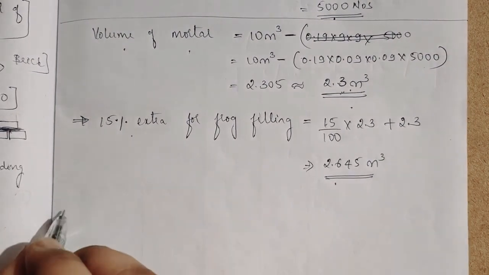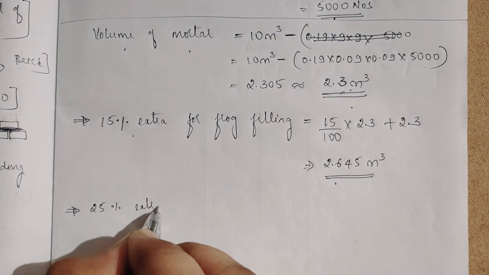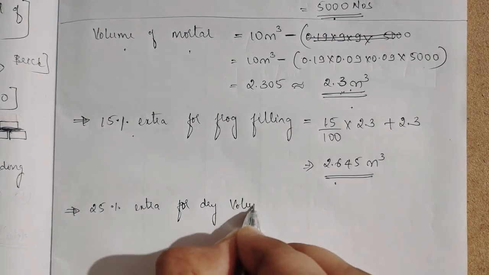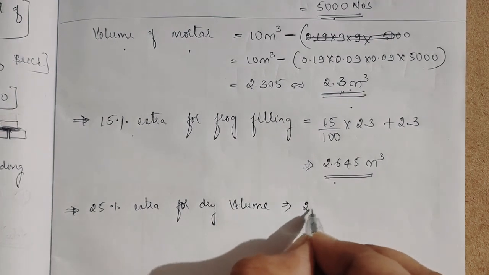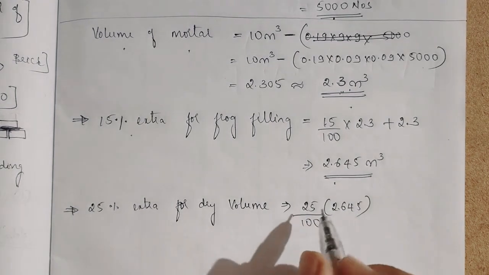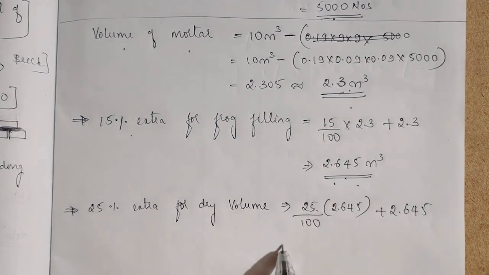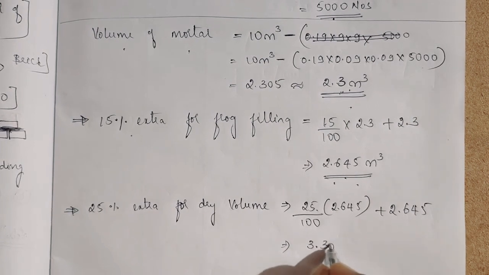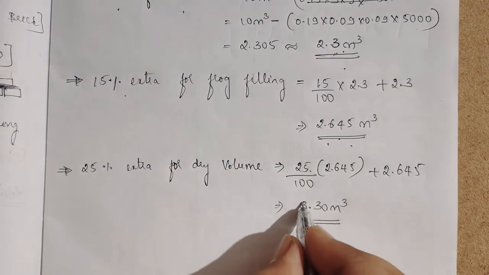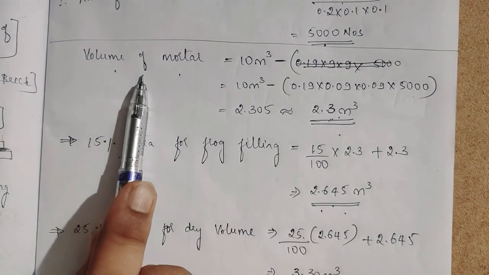Then, as we did in the earlier problems, we have to add 25% extra for dry volume. So 25 by 100 of 2.645, I am adding 25% of this volume to 2.645. I'll get 3.30 meter cube. So at last I got 3.30 meter cube of volume of mortar.